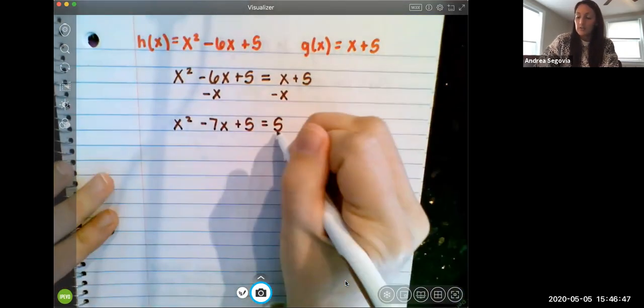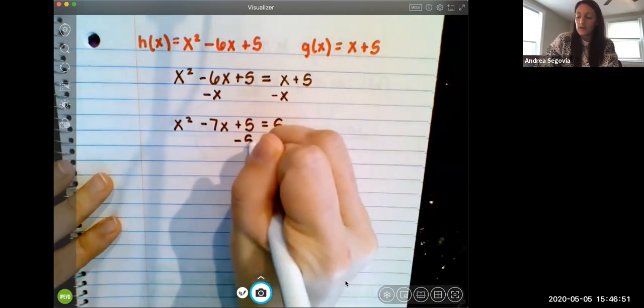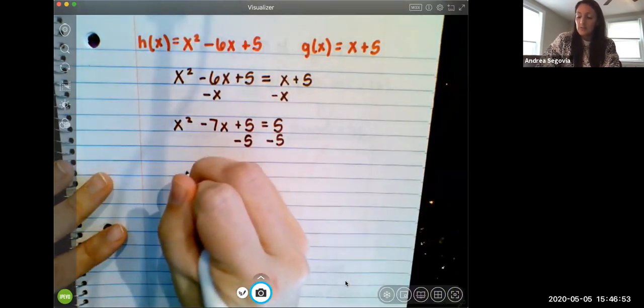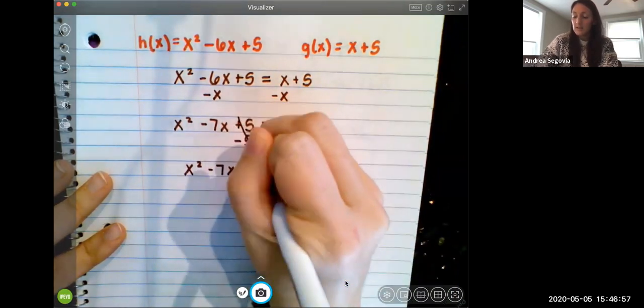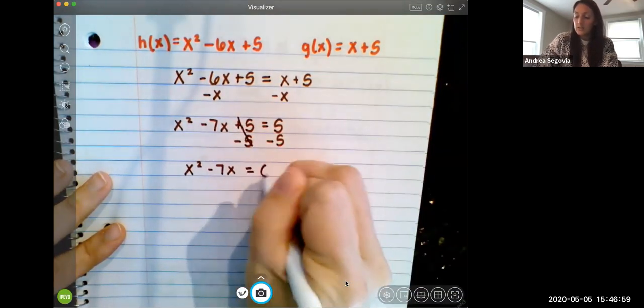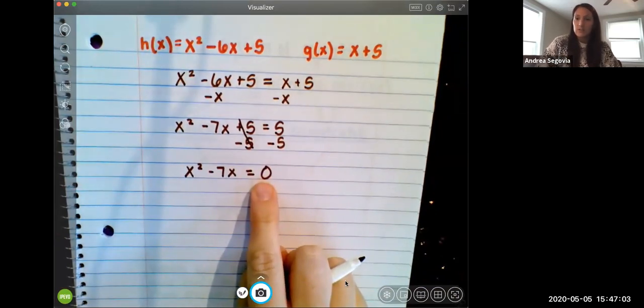Okay, getting closer. I want to get rid of that 5, so I'm going to do the inverse operation, minus 5 minus 5. That leaves me with x squared minus 7x. That canceled equals 0. Great. So now I have my one side equal to 0. So now I can do the next and final step, which is solve for x using any strategy.